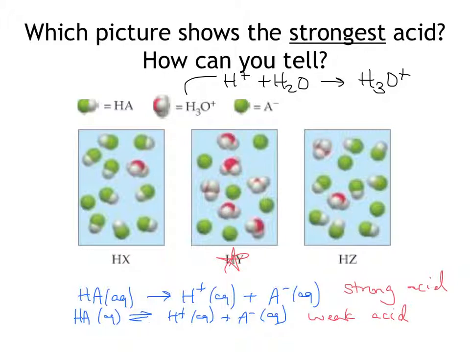So how would you classify HX and HZ? What kind of acids would those be? Those look like weak acids, right? They're not producing a lot of H plus, we're not getting a lot of that H₃O plus. Any questions on the relationship between strong electrolytes and strong acids? Questions about what the arrows mean?